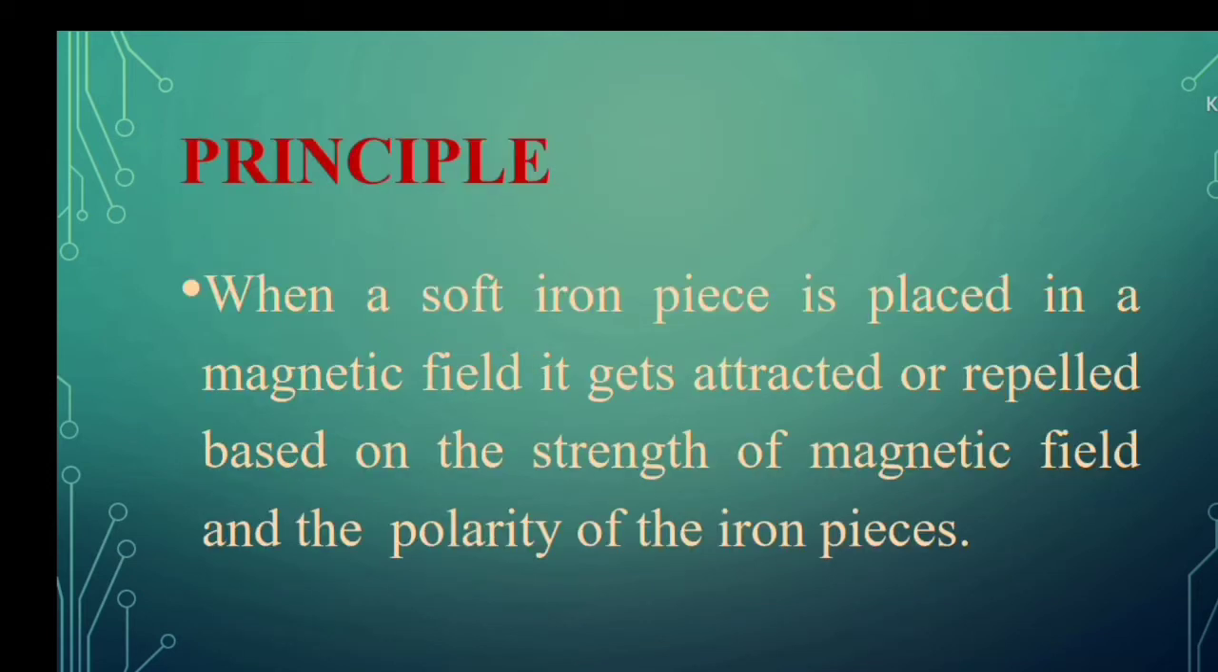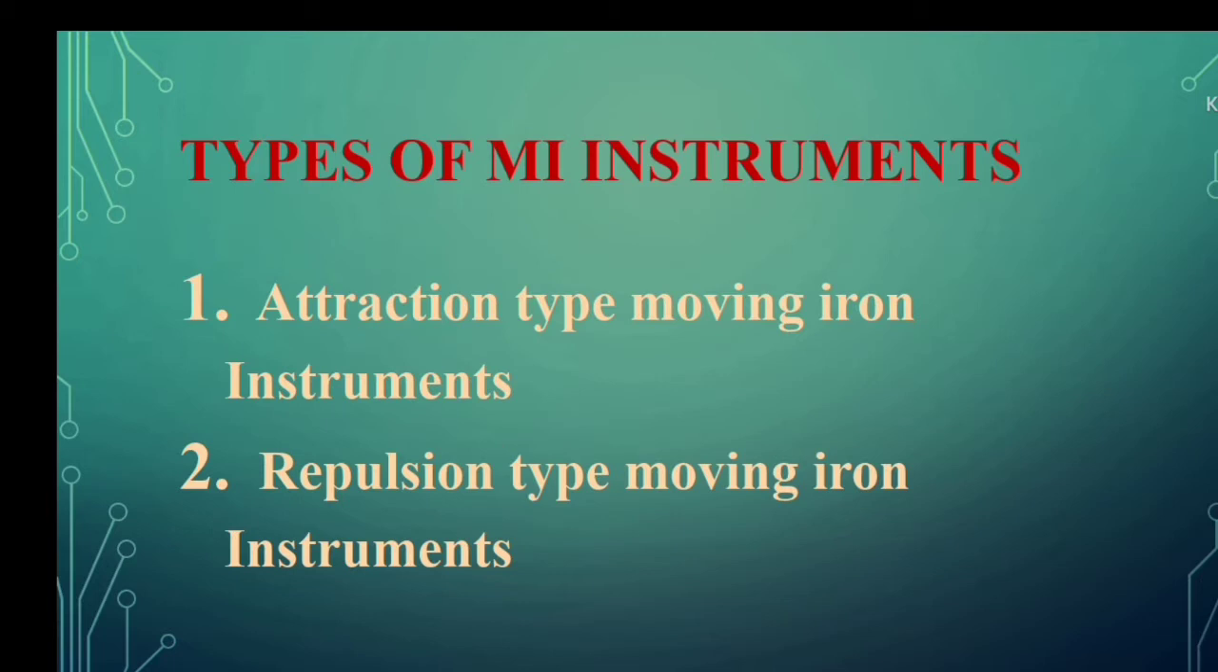So let's see about the MI instruments. The MI instruments operate on a simple concept. Normally we know that when we place an iron piece in a magnetic field, it gets attracted. That's the basic concept behind an MI instrument, the principle the MI instruments make use of. Let's see about its construction first.